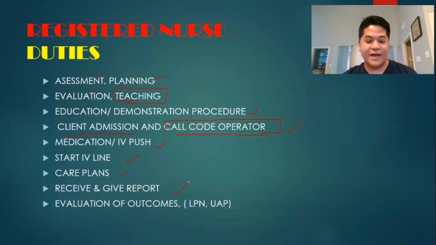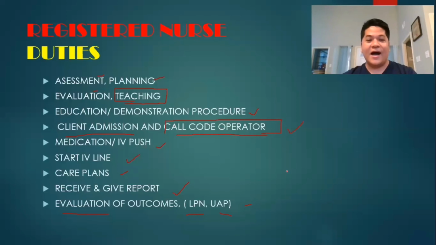Okay, check on that. And of course, don't forget evaluation again of the outcomes, where the nurse delegates tasks to the LPN and to the unlicensed assistive personnel. So the nurse is also responsible for checking whether those tasks given to them are done and effective or not effective. So those are the responsibilities and duties of the RN. So don't forget these things. These are important, and don't mix them with the functions and responsibilities of the LPN.